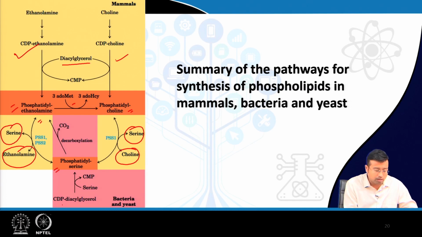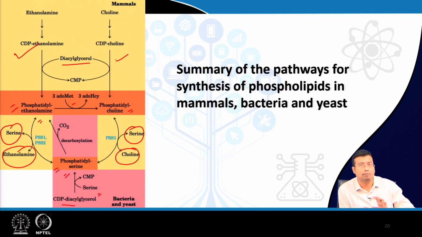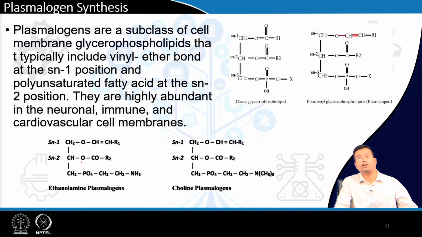Now, as I told you, bacteria can only utilize the first way. So, it can only undergo condensation with CDP alcohol, where a head group will come and it will form phosphatidyl serine in this case, all right. So, this is a summary depending on what are the two mechanisms by which phosphate can be donated using CDP, where multiple forms of phospholipids can be formed and interconverted among each other.